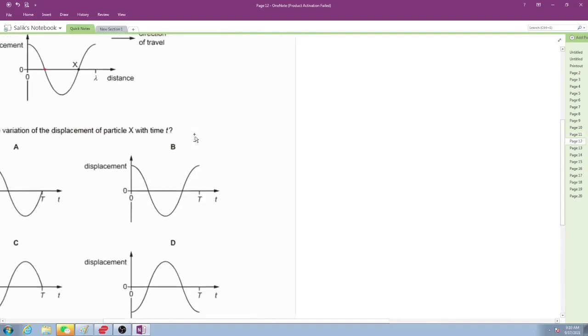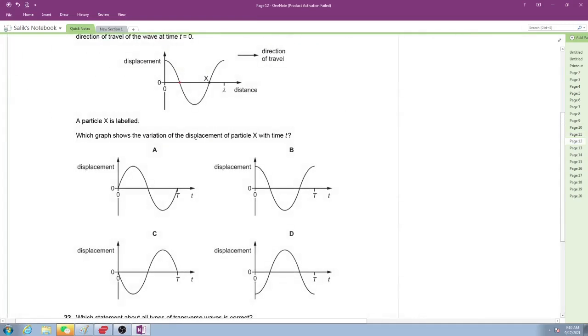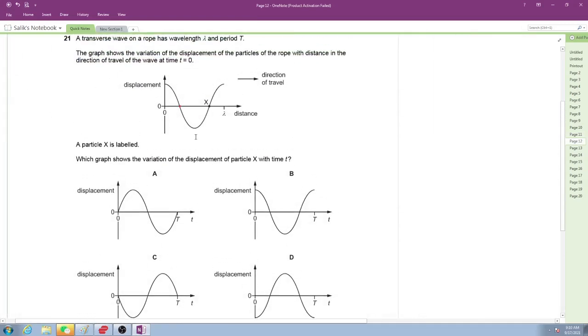Question number 12. Very interesting, and for students this question is somewhat complicated. It says transverse waves on a rope have a wavelength lambda and the period is T. The graph shows the variation of the displacement of the particles of the rope with distance and the direction of travel of a wave at time t equals 0. A particle X is labeled. Which graph shows the variation of the displacement of the particle X with time t?